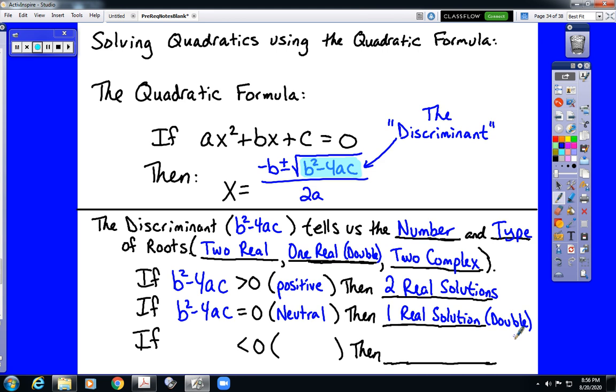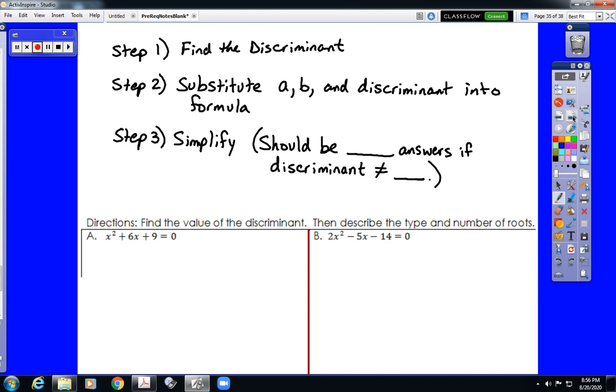Okay? And if b squared minus 4ac is less than 0, i.e. a negative number, then having a negative number underneath the square root is a very bad thing. That means we have no real solutions, which would mean that we have two complex solutions. And we're not really going to get into that very deeply, other than to state that we have two complex solutions. So, first part of this lesson is going to cover doing that.